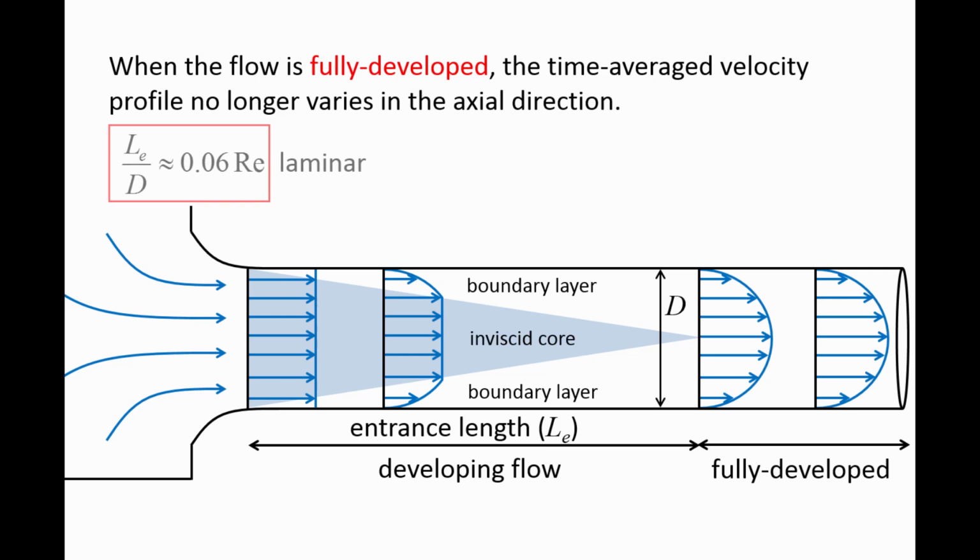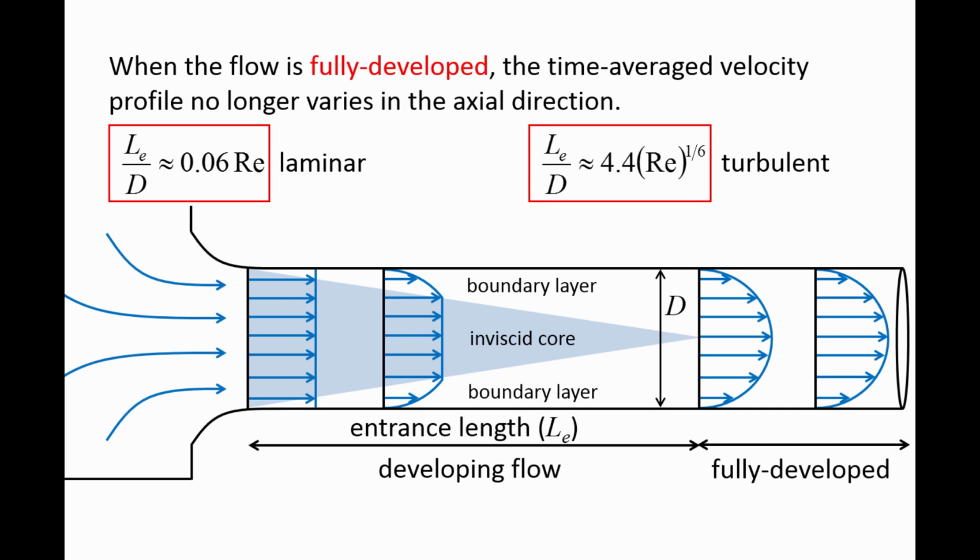For laminar flows, where the Reynolds number is less than 2300, one formula for calculating the entrance length in circular pipes is LE over d approximately equal to 0.06 times the Reynolds number. For turbulent flows, where the Reynolds number is greater than 4000, one formula for calculating the entrance length in circular pipes is LE over d approximately equal to 4.4 times the Reynolds number to the 1/6 power. It should be noted that other formulas exist for calculating the entrance length.